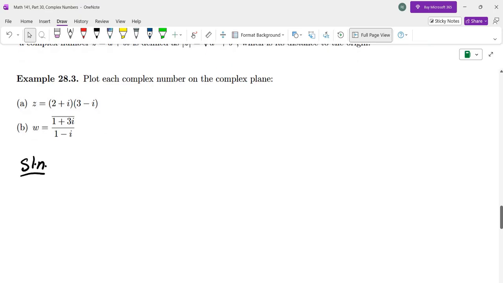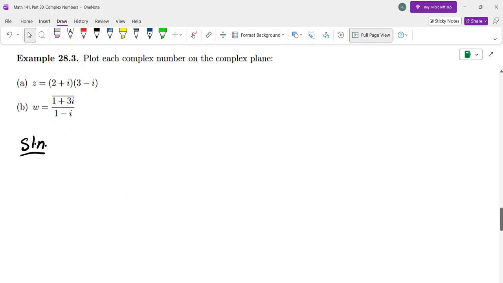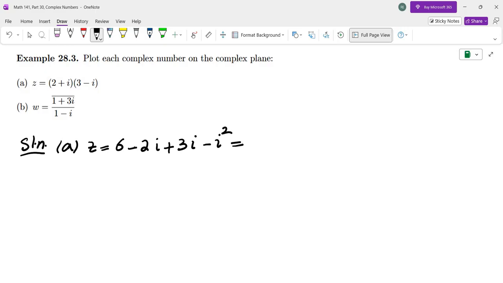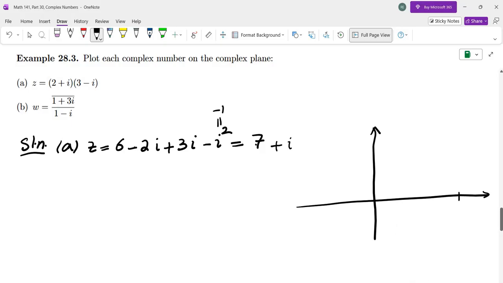We want to plot each of these complex numbers on the complex plane. The first one is z equals, we will distribute, we get 6 minus 2i plus 3i minus i squared. i squared is -1, there's a negative sign, so that gives us 7 plus i. So on the complex plane, we would look at 7 on the real line and 1 on the imaginary line, and this gives us the point z.